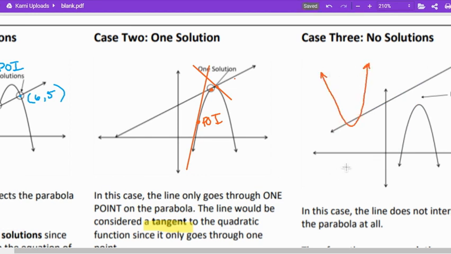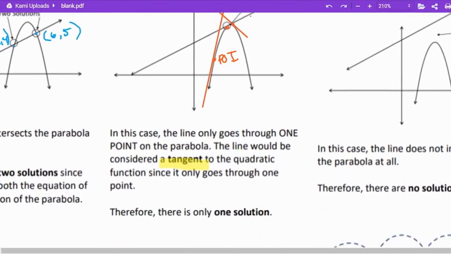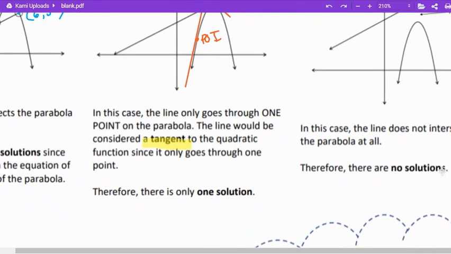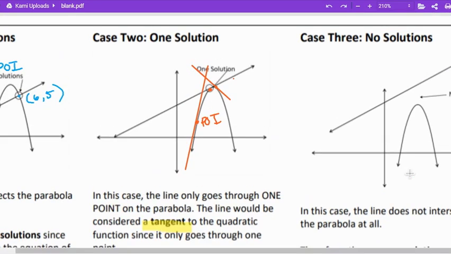then my linear function might be somewhere underneath, right? Somewhere where it just will not touch the parabola. Okay? In that case, we have no solutions, and so there are no points that satisfy both equations. Okay? And so we would say there are no solutions in this case.